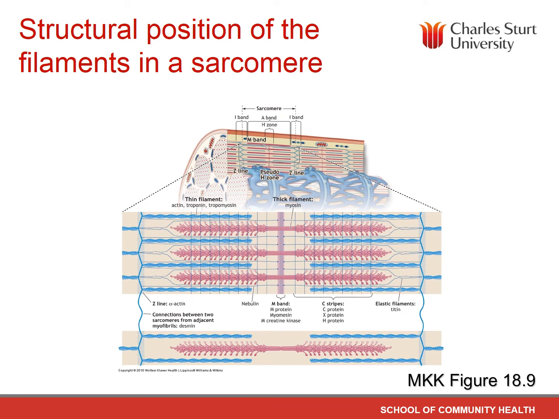Okay, so if we look at the structure of a sarcomere, a sarcomere is the functional unit of a muscle fiber, and we can see, and this is what gives that striated appearance, the alternating dark and light bands in a muscle.